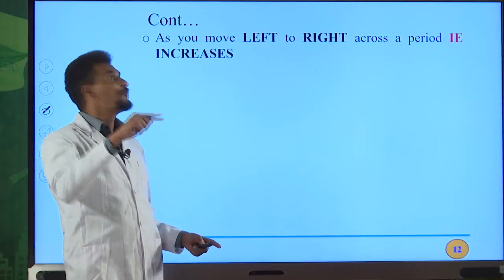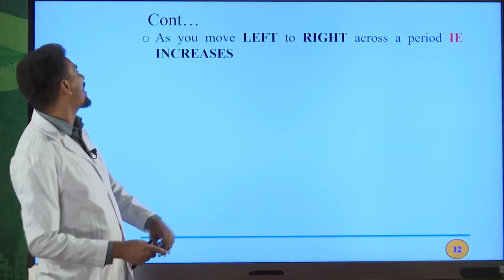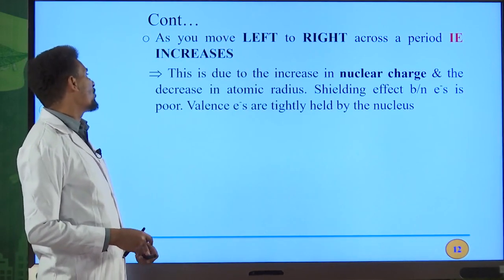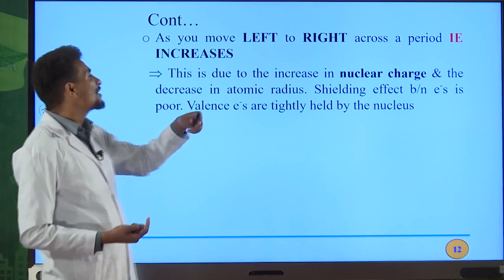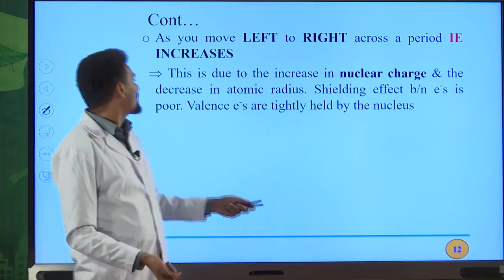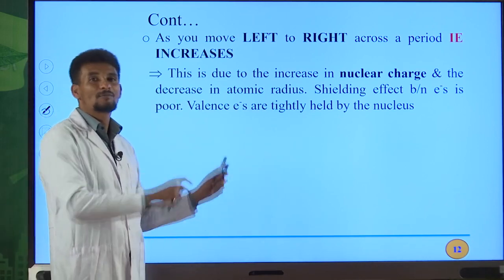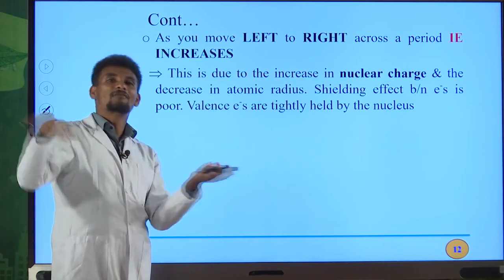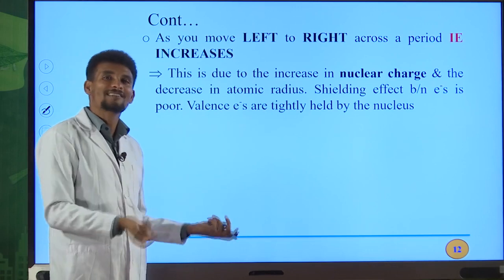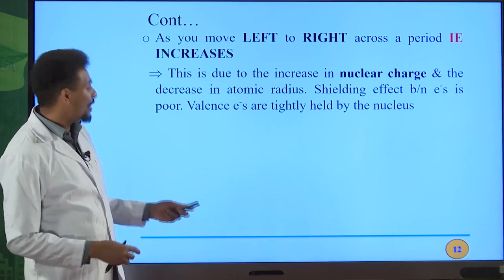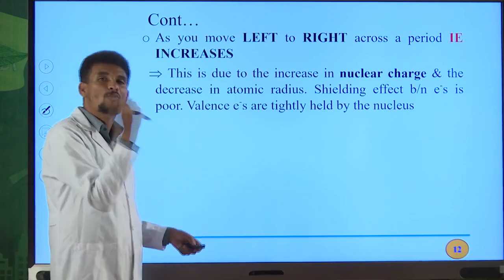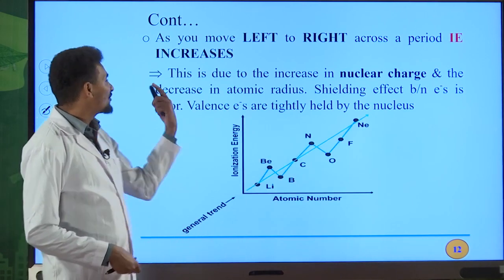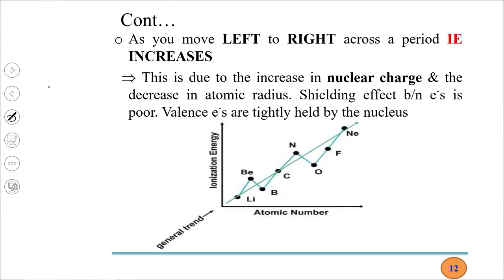But as we move from left to right across the period, ionization energy increases. What is the reason? Why does ionization energy increase? Because nuclear charge increases and atomic radius decreases. So there is high attraction between the valence electron and the nucleus of that atom. So it is really very hard to remove the electrons as we move from left to right across the period. Valence electrons are tightly held by the nucleus.